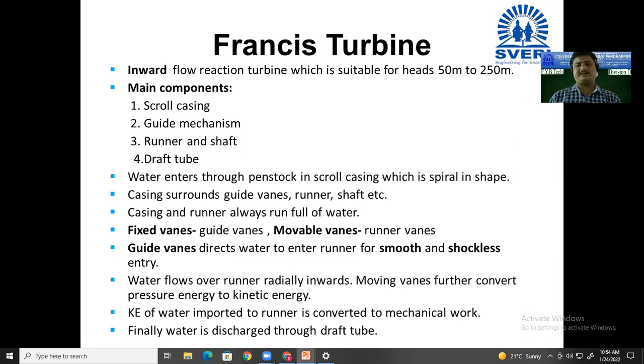Guide vanes are fixed, and runner vanes are movable.